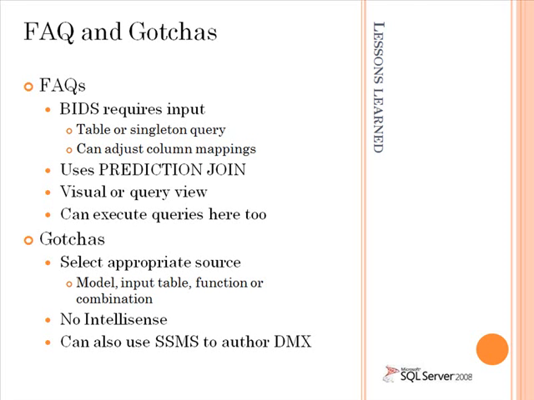Before we do that, we'll understand the FAQs and gotchas around implementing this feature. The first FAQ is that you're generally going to have some type of input, although it's not strictly required. The reason for using this section is to associate a table of values or a singleton query, and I'll show you how to set that up using the designer when we do the screencast. You normally will also include some type of prediction, and then the prediction will use a prediction join function, which is a variant on the familiar SQL join function.